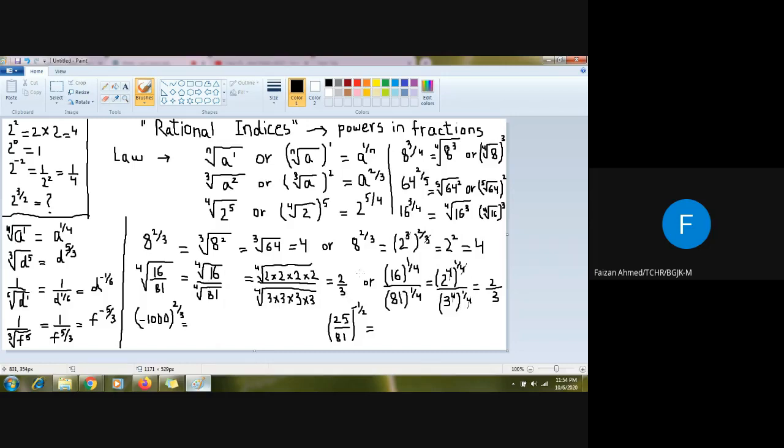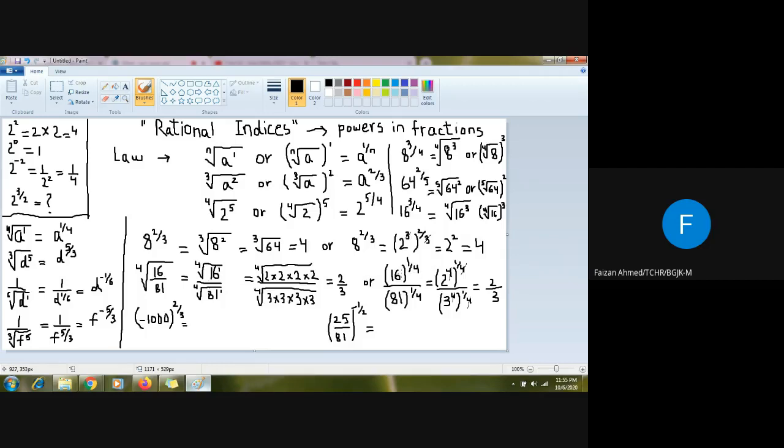There is another method of solving this question. I can write it like this: 16 to the power 1 upon 4 and 81 to the power 1 upon 4. I know that there is a power 1 over here and a power 1 over here, so I can convert that into the power form, index form, like this: 16 to the power 1 upon 4, 81 to the power 1 upon 4. Now I have to remove this 4. I have to remove this 4.